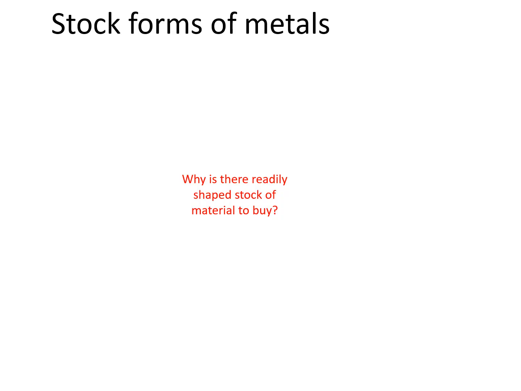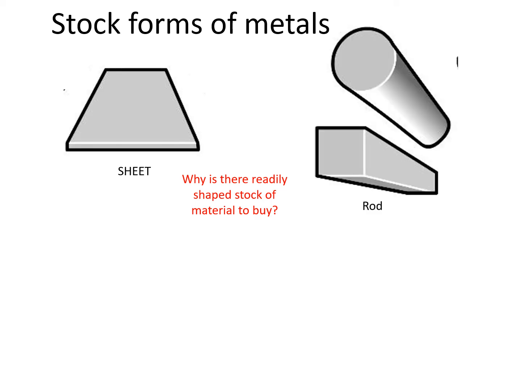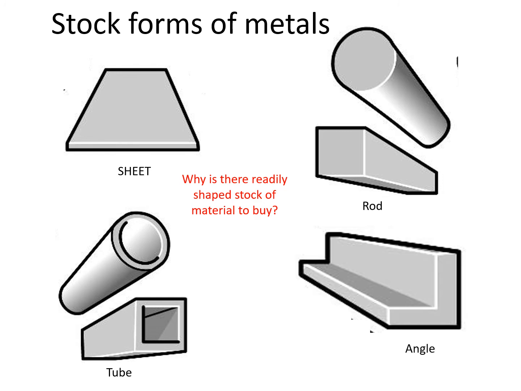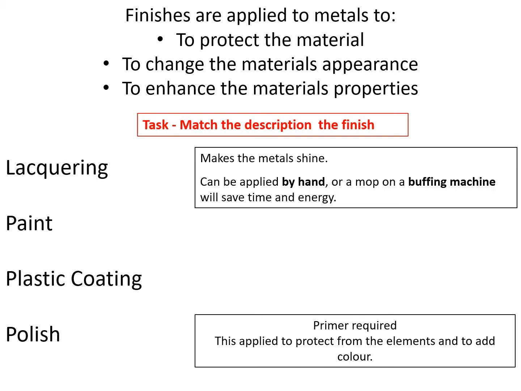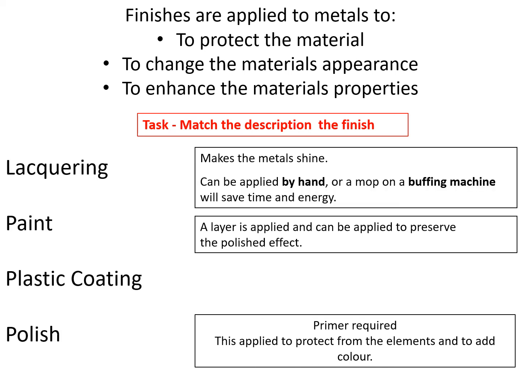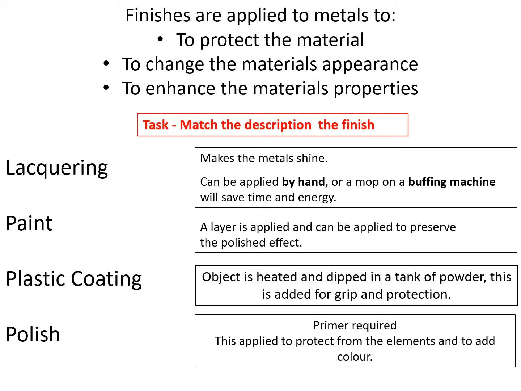Stock forms of metals. Metals can be bought in different ways. You can buy them in metal sheets, rods, tubes, and angles. Finishes are applied to metals to protect the material, change the appearance, and enhance the properties. Look at the types of finishes here: lacquering, paint, plastic coating, and polish.